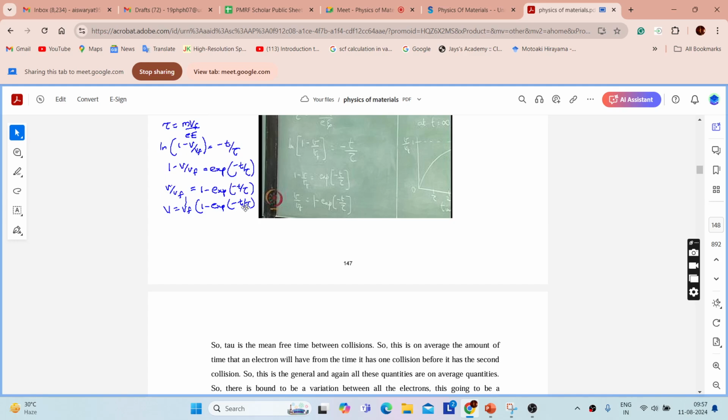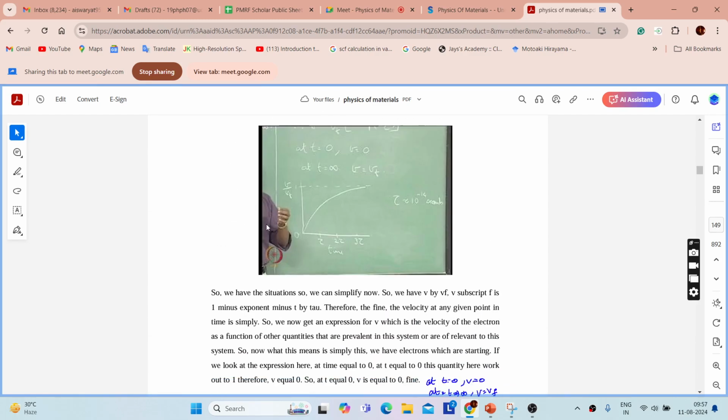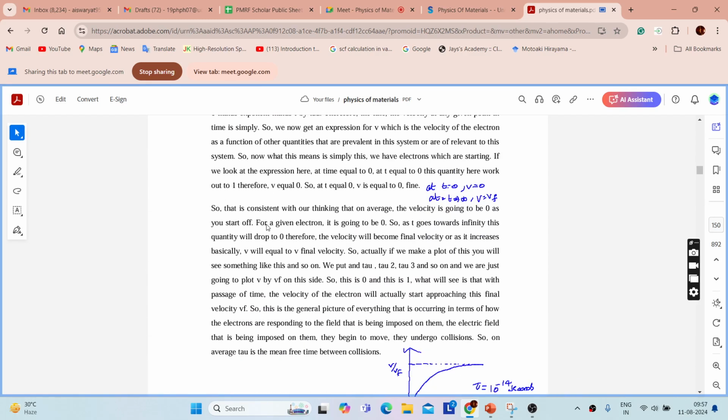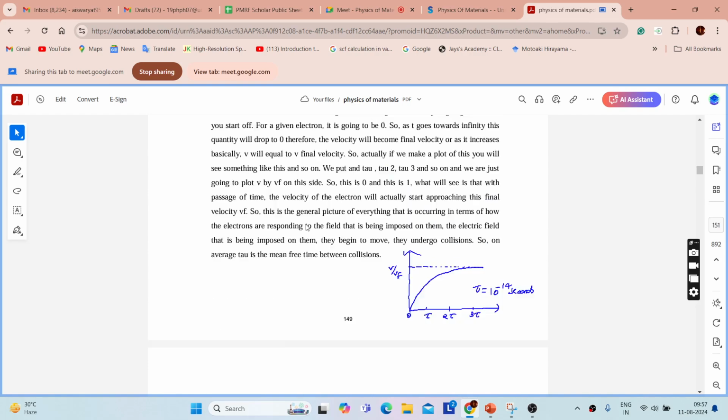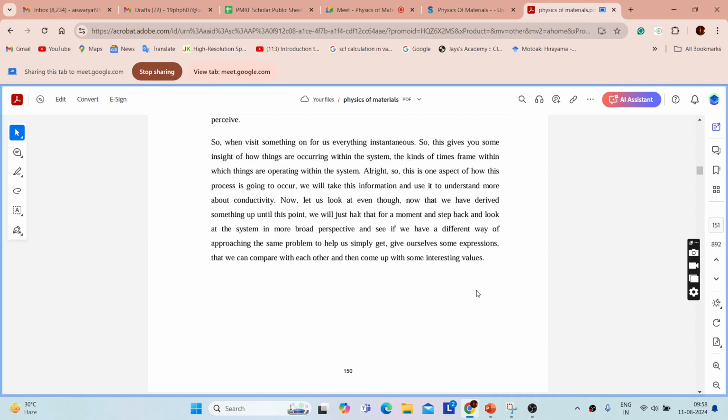So then we will get the velocity value Vf, that will be Vf into 1 minus exponential of minus t by tau. If we plot the value with respect to time, then it will reach a constant, saturated value at a particular time, and the tau value will be in the range of 10 to the power minus 10 seconds. Okay.